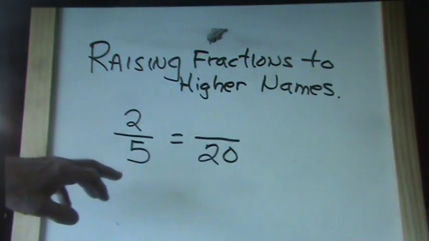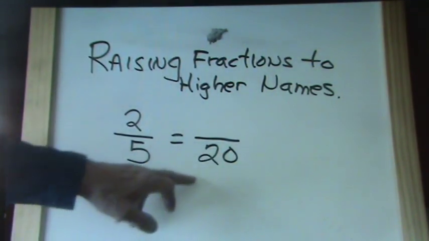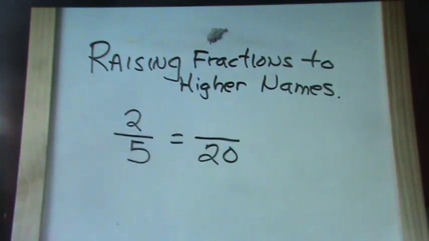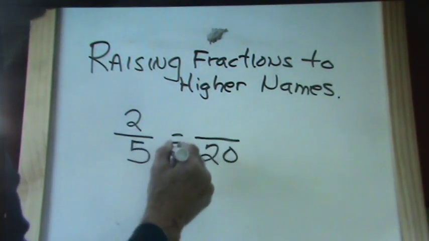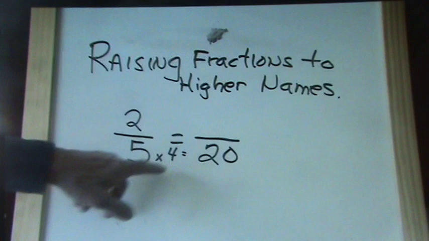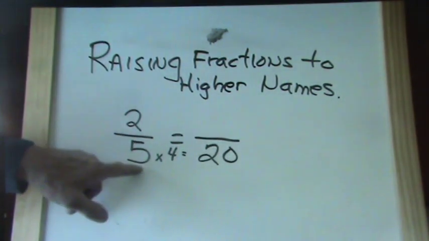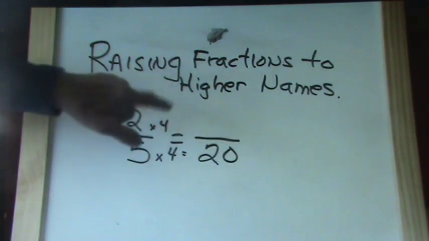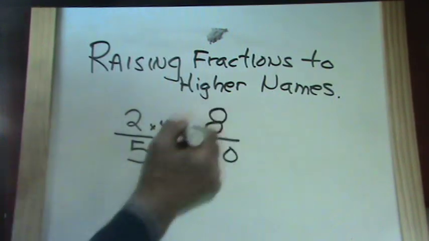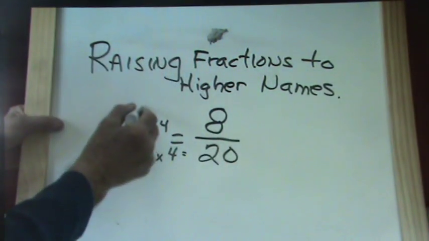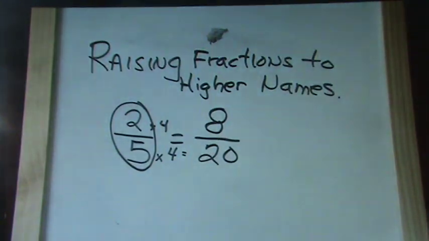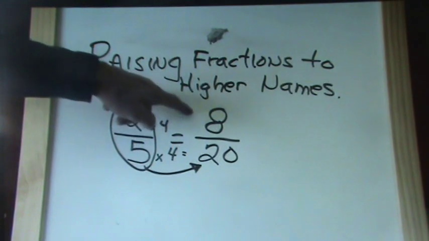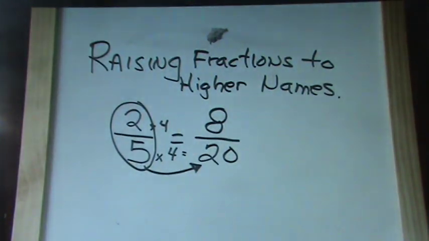Well, the way you do that is you divide 5 into 20. How many times will 5 go into 20? Well, 5 will go into 20 4 times, or 5 times 4 is equal to 20. So if I multiply this by 4, then I multiply this by 4. So 2 times 4 is 8. So 2/5, if I turn it into a fraction with a denominator of 20, is equal to 8 20ths.